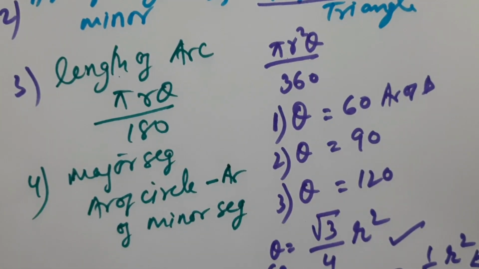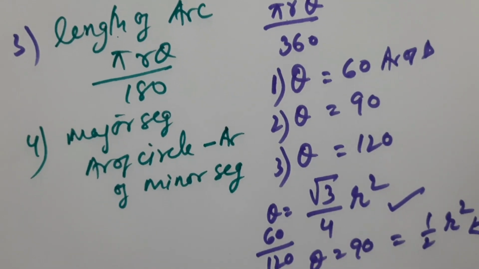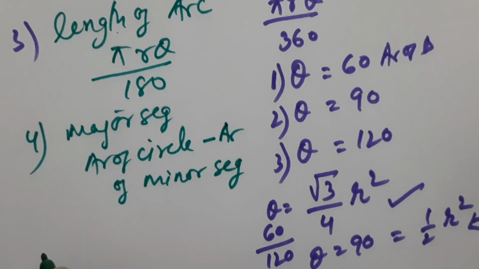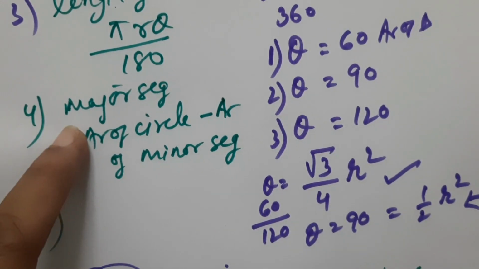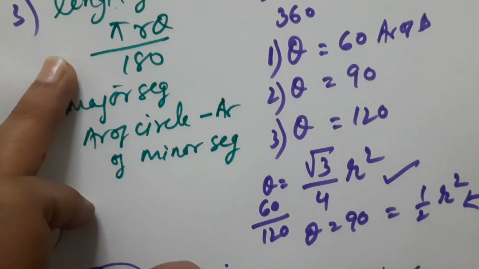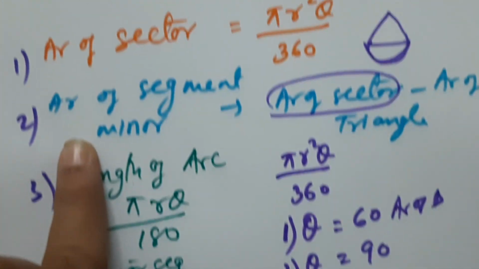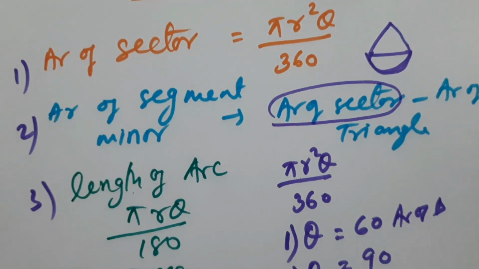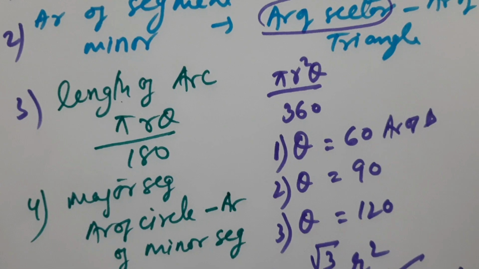This chapter is purely based on formulas. If you understand the formulas, you can easily solve every question on your own. Major segment and minor segment we covered, length of arc we covered, area of segment we covered, and then area of sector we covered. So these are the main formulas which you need to remember. If you are clear with all the formulas, you can start the solutions very easily. Let's move to the solutions.